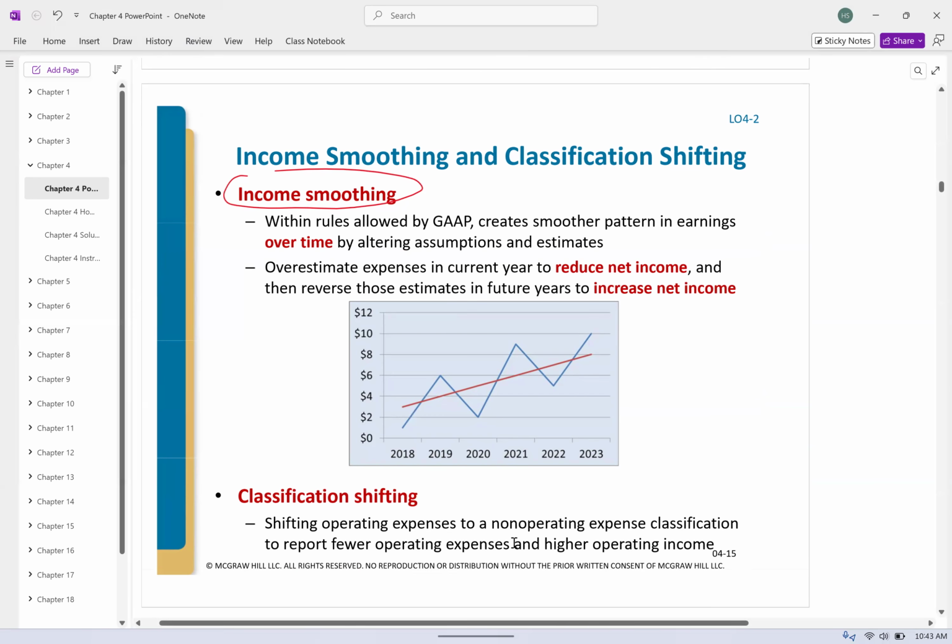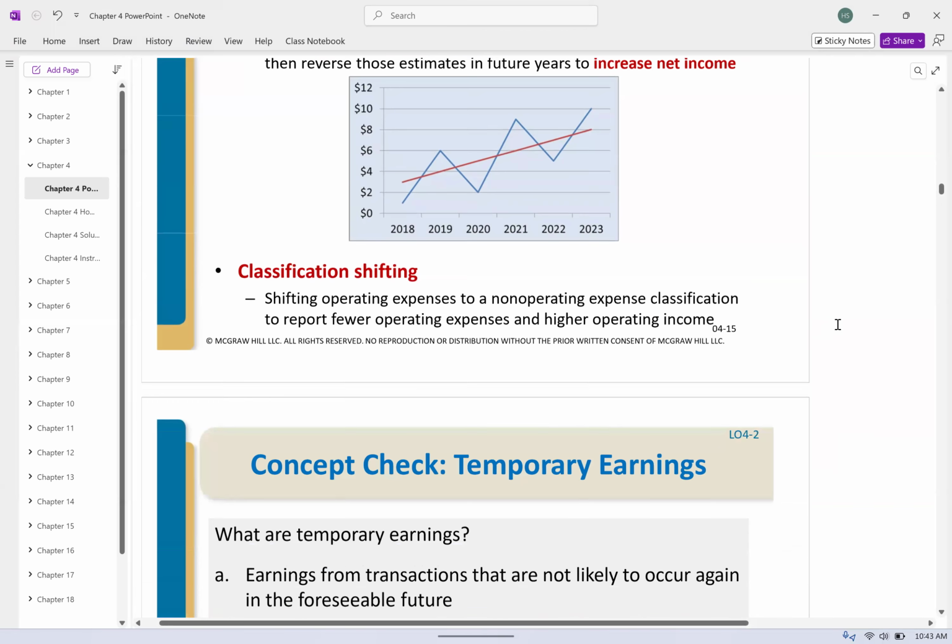They can classify things a little differently. That's exactly what WorldCom did. It was through a lot of journal entries, but ultimately they took expenses and made them back into assets. Through a whole bunch of journal entries, that's ultimately what they were doing: reclassifying expenses to make income look better.